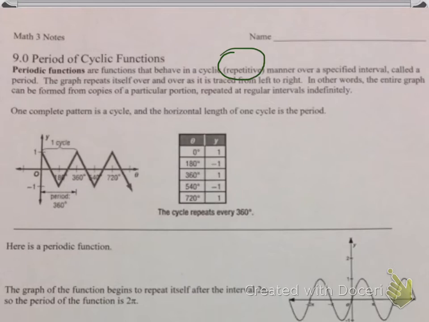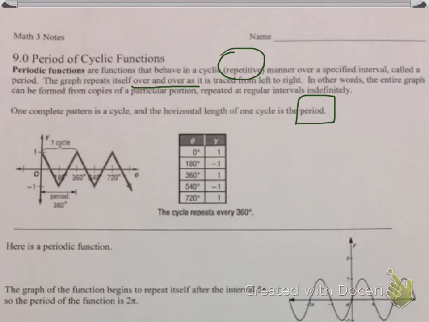The graph repeats itself over and over as it's traced from left to right. In other words, the entire graph can be formed from copies of a particular portion repeated at regular intervals indefinitely. So really what that means is that you can take a portion of the graph and cut it out, and you could place it back on other parts of the graph, because it's that same portion that repeats itself over and over and over again. And it only repeats itself for a definite interval. That interval that it repeats itself for is called the period.